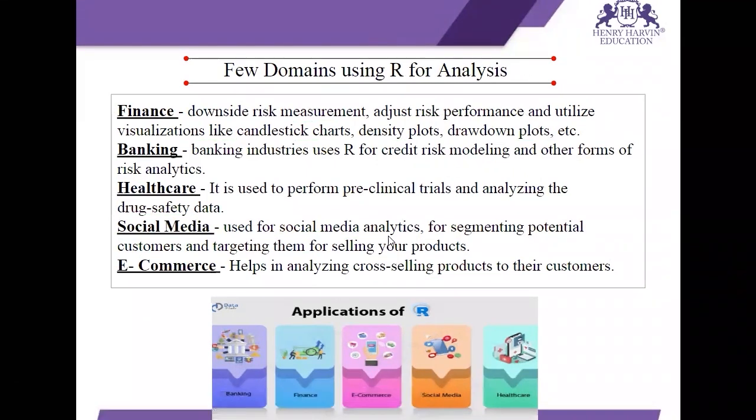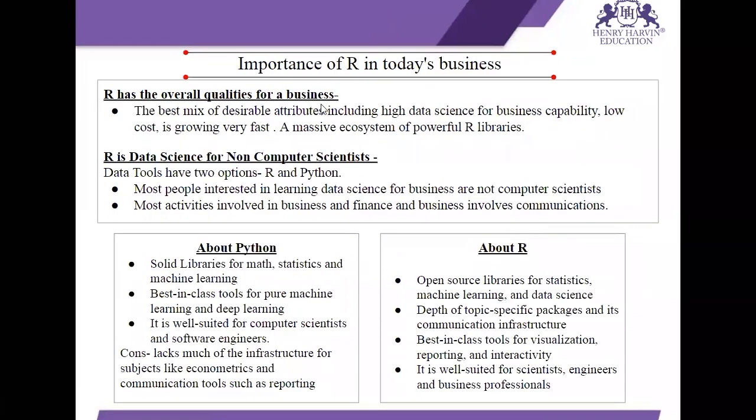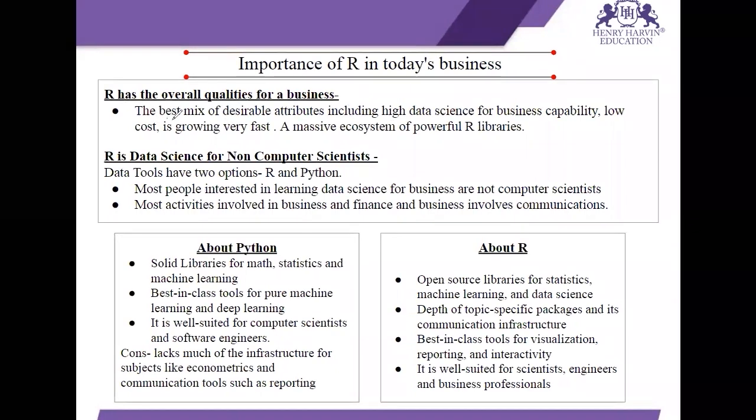There are many other domains also that use R in today's time for analysis. Some of them I have explained here. Next is why should R be used? In today's time, R is very important as an analytical tool. R has the overall qualities for a business, the best mix of desirable attributes, including high data science for business capabilities and low cost. It is low cost and open source, which is a very essential quality of R. It is growing very fast, with a massive ecosystem of powerful R libraries. Being open source, you can add your own library to the programming language. R is data science for non-computer scientists.